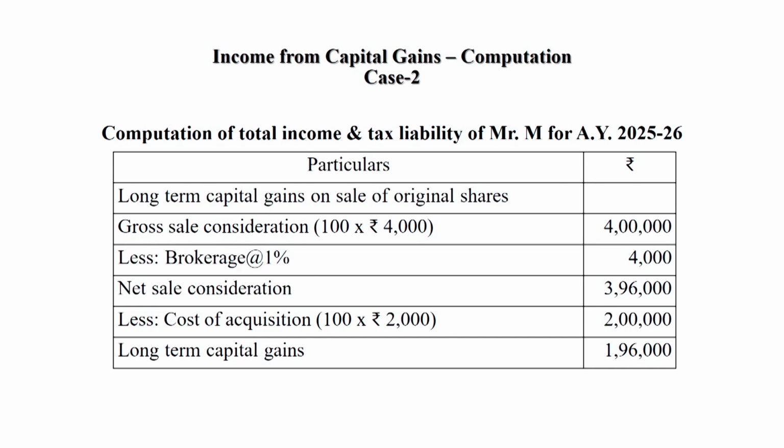Then the resulting value will be treated as net consideration, rupees 3,96,000, less cost of acquisition. Cost of acquisition is rupees 2,000; 2,000 into 100 is equal to 2 lakh. So long-term capital gain is rupees 1,96,000. Such long-term capital gain is computed with the help of this formula: gross sale consideration, less brokerage, less cost of acquisition.